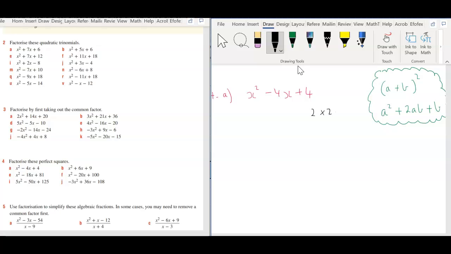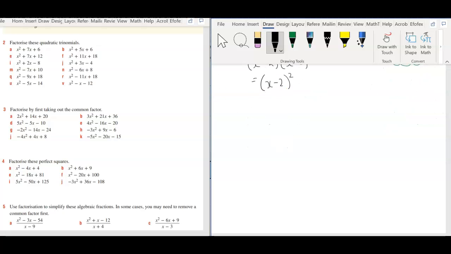Now, you'll notice with this one that we've got a negative number as a coefficient. So that means these have to be negative. So when we're factorizing this, we're going to have x minus 2. Effectively, we've got x minus 2 times x minus 2, but remember, we write that as x minus 2 squared. All right, so that's what it means by a perfect square. All right, let's do another one.